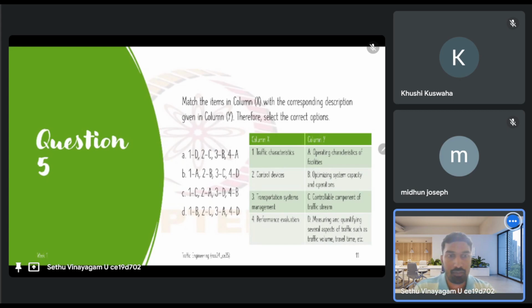Okay, so here one vote for option B. Any other answers?